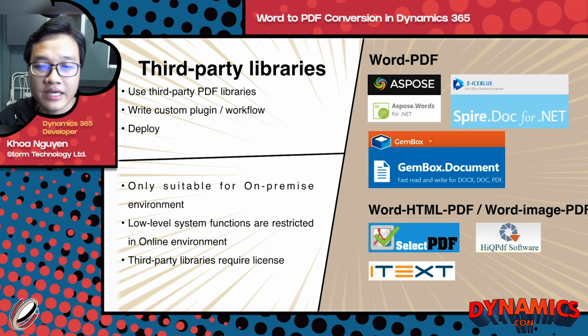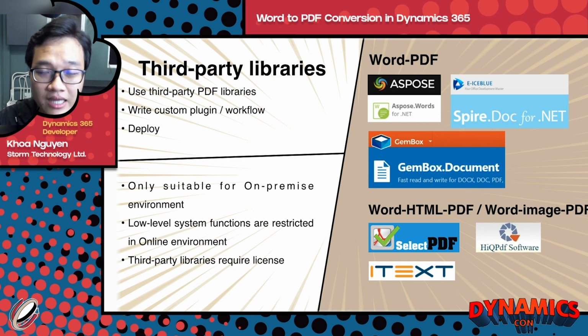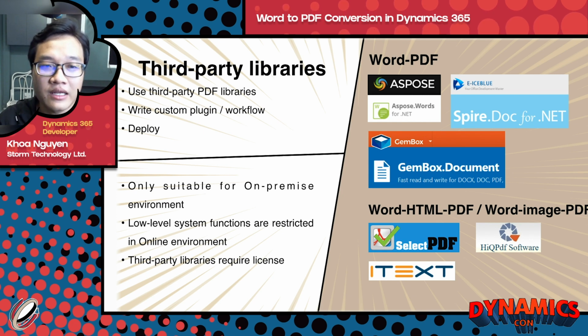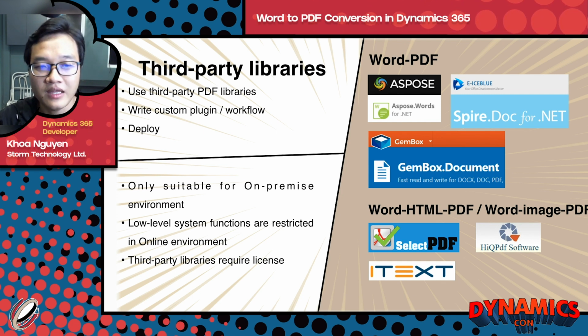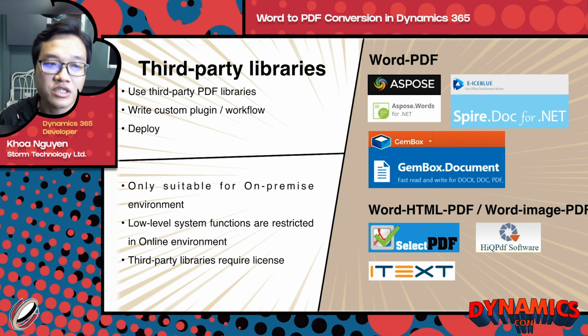So I have tried a few libraries, listed here on the right-hand side. You can see I have tried Word to PDF libraries such as Aspose, iceblue, Gembox. I also tried converting Word to HTML and then to PDF, or even Word to image and then to PDF with these libraries, but they are not allowed in the online environment. Besides, they usually require you to purchase a license or a subscription.